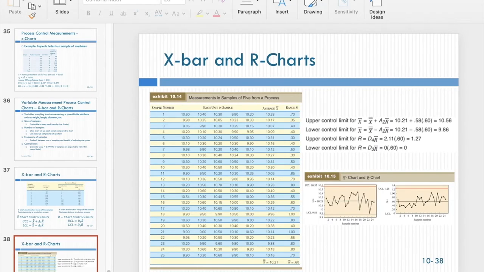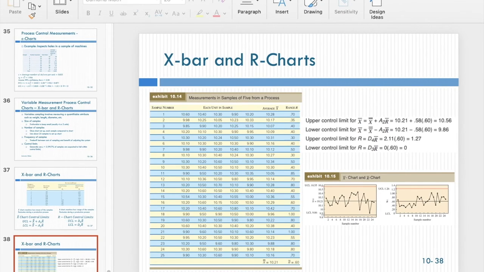Very simple. First of all, what is R? R itself represents a range, right? Within the first sample, what is the range? Range means the distance between the largest unit and the lowest unit. What is the largest length within the sample? Obviously, it's 10.6, right? What's the lowest number? 9.9. So what is the range? The range is 10.6 minus 9.9, which is 0.7. That's how you get it.